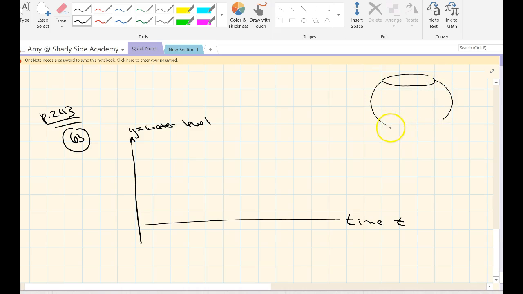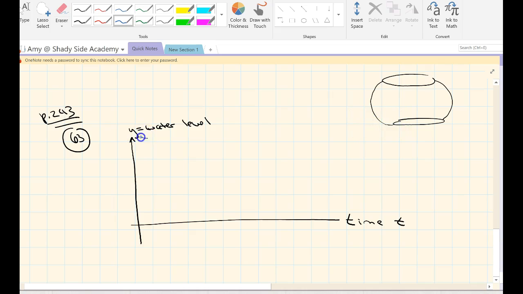And it says that this tank is being filled with water at a constant rate. Make a rough sketch of the graph of the water level versus the time. And so here we're going to make a sketch of this, the water level as a function of time. Now, assuming water is pumped into this tank at a constant rate.